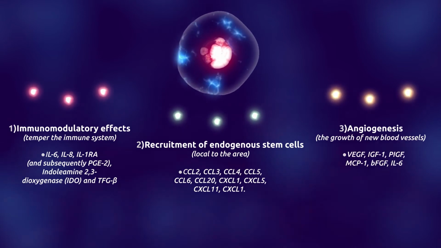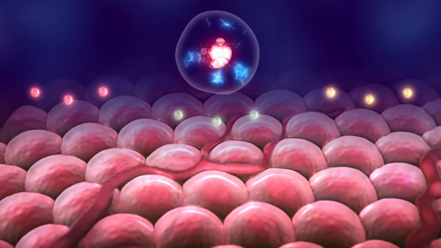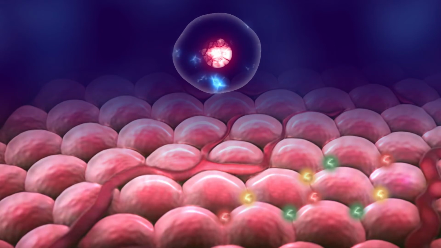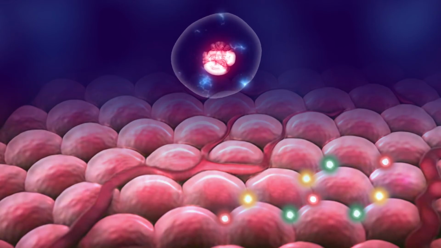The stem cells then release paracrine factors. These are signaling chemicals which affect only nearby cells, rather than traveling in the blood or other fluid to a distant target. Their purpose is to stimulate the local cells and tissues to respond appropriately.